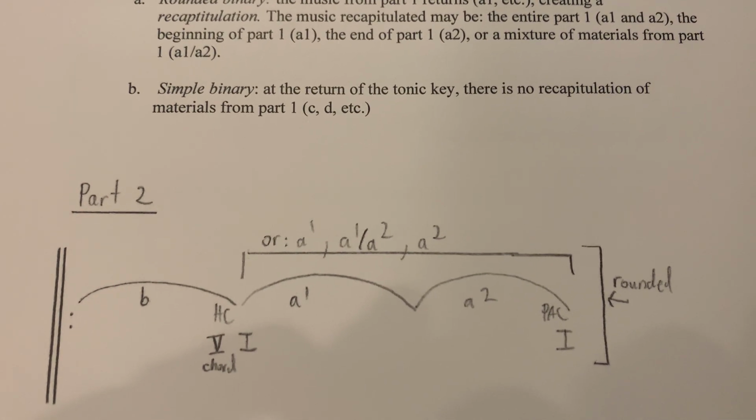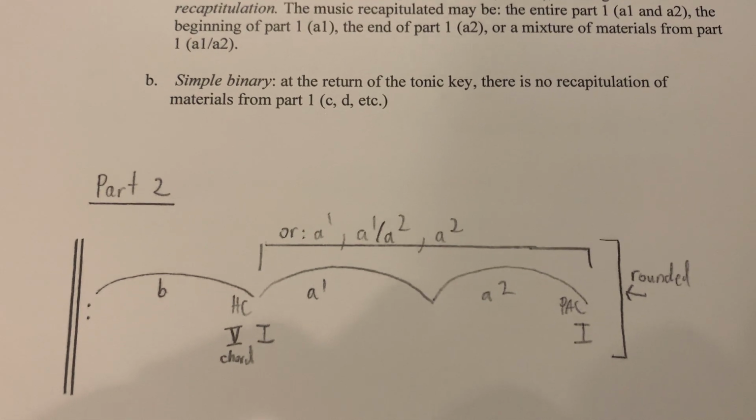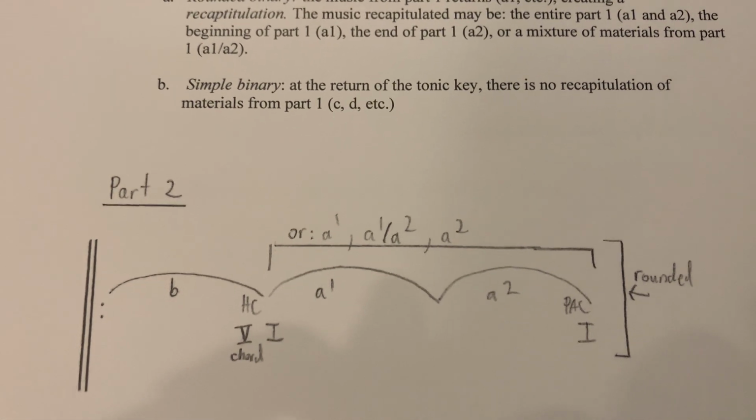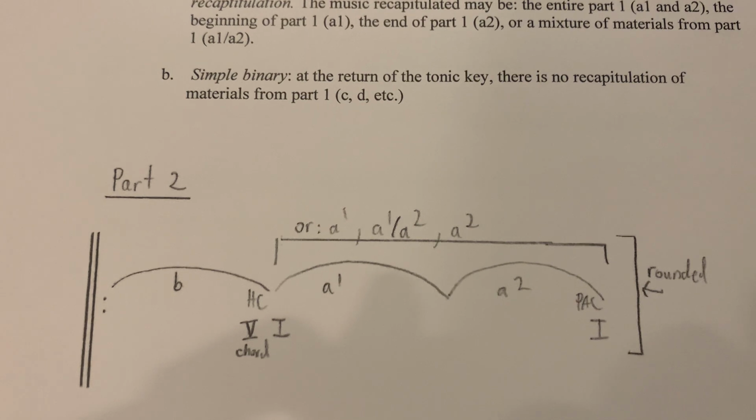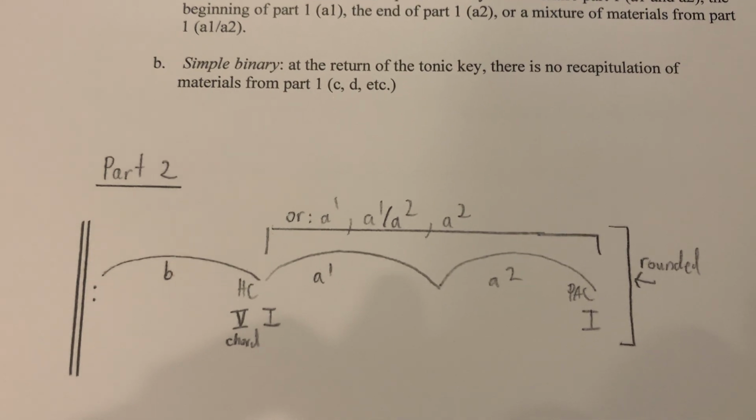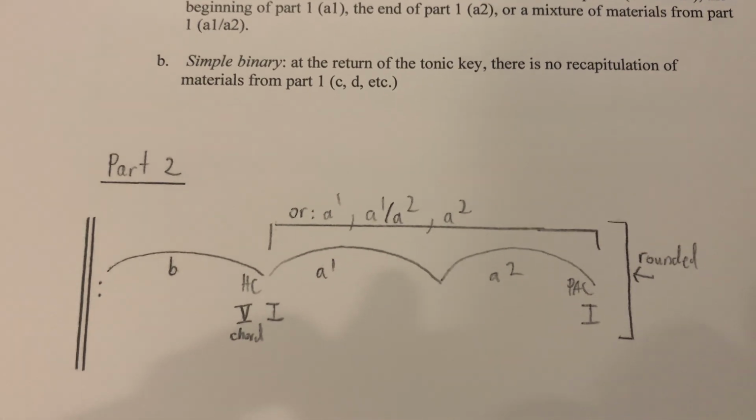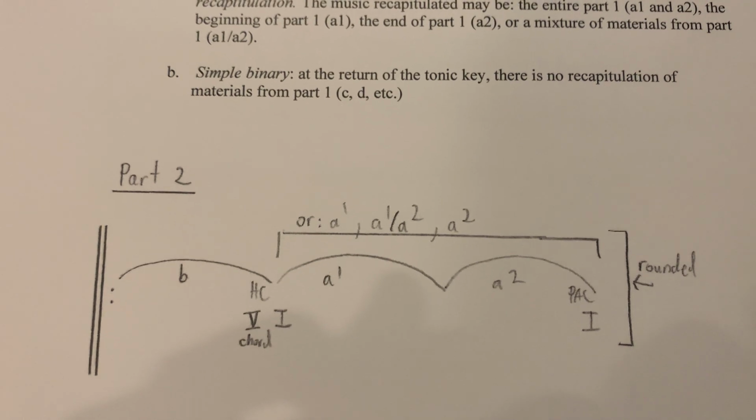So you might get a phrase we call C, you might get a phrase we call D, and so on. In other words, we don't return to A. Even though we're back in the tonic key, we're not returning to the materials. It gives an overall more fluid kind of experience.